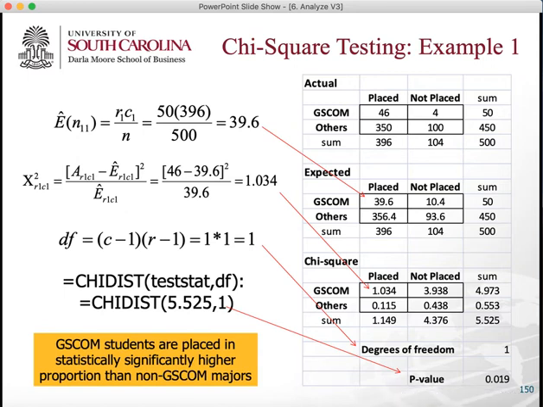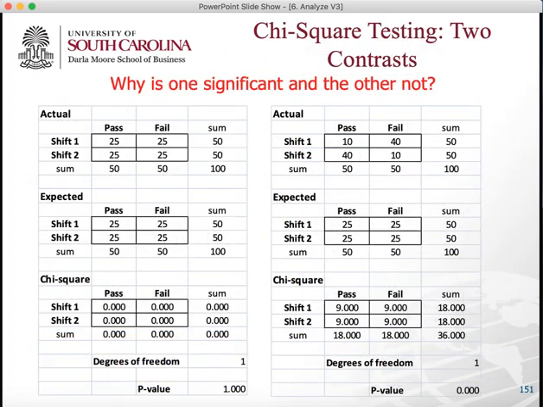P is low? Yes. Only one p-value that we are testing. We don't need to divide anything. So threshold 0.05, the p is low, the null must go. So what can we say here? GSCOM students are placed in statistically significant higher proportion than non-GSCOM majors. There is a significance in terms of being a GSCOM and being placed or not placed.